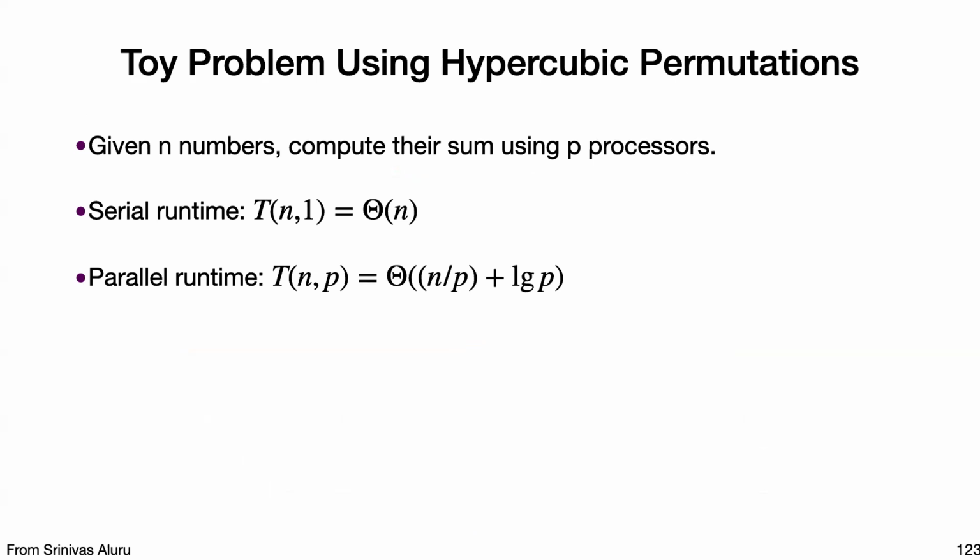So we can do an example problem using hypercubic permutation. We can go back to sum. Given n numbers, we want to compute the sum using p processors. The serial runtime is, of course, n. You can just do it left to right. The parallel runtime, we said before, was n over p plus log p. This log p is the communication, and the n over p part is just the local sum in the beginning.